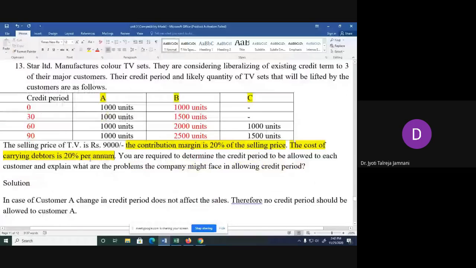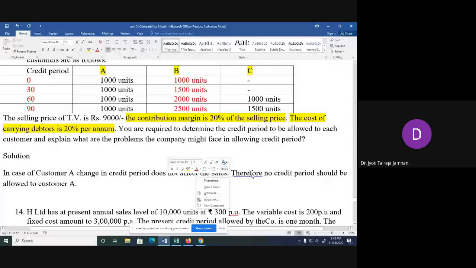For customer A, we have already written here, we are not going to give him any credit, because whenever we give him credit, he is still buying the same quantity. So no credit for customer A, 90 days credit for customer B. Now let's do it for customer C.